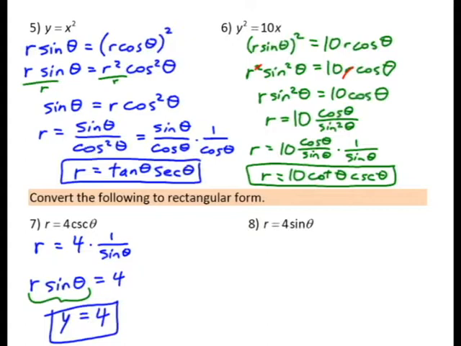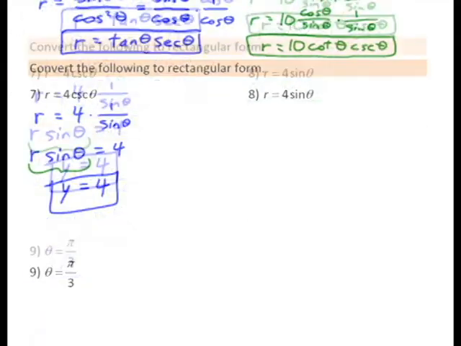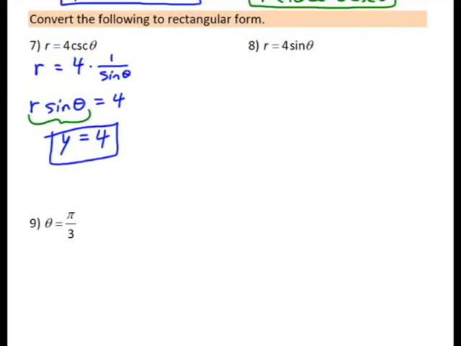Specifically, we divided by r on both sides. In this case, we're going to go the other way. We're going to multiply by r on both sides. Now we have some substitutions we can make. R squared is convenient, and so is r sine theta. Next, we need to get this into standard form for whatever this is.